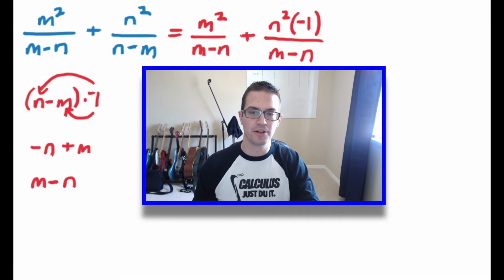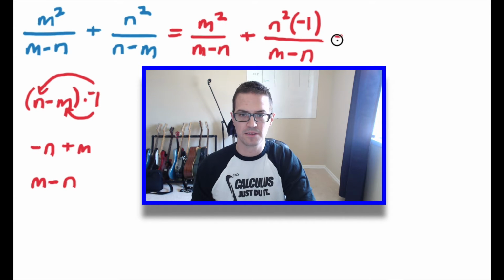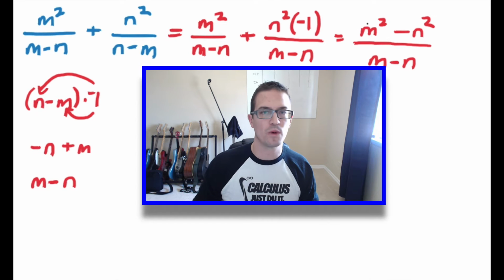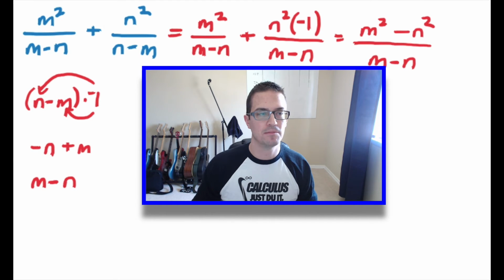Okay, now what I'm going to do is I'm going to rewrite this. So now it's going to be m squared, and then it's -1 times n squared, so that's just going to be basically minus n squared. Now we have common denominators, so I'm just going to write m minus n. So you end up with a difference of squares on top over m minus n.